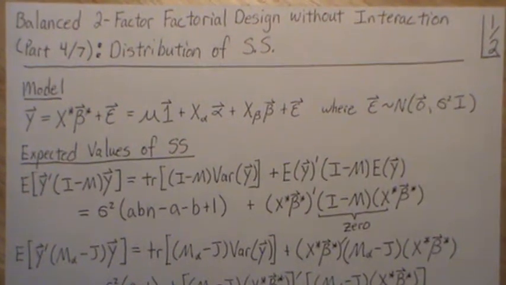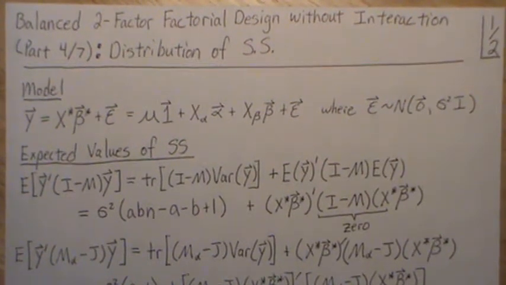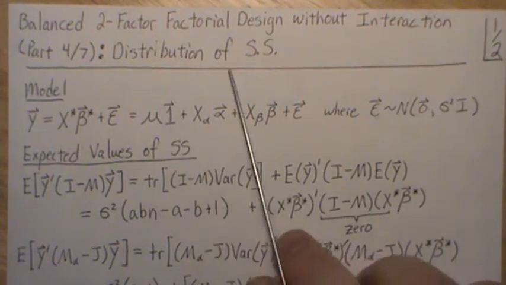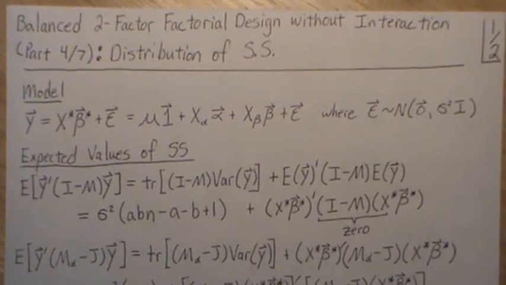Hello, welcome to the next video in a playlist that I'm calling General Linear Models Design of Experiments. Within this playlist, I'm creating little mini-series that deal with the different types of designs. This one is on balanced two-factor factorial designs without interaction. This is part 4 of a 7-part series, and we're looking at the distribution of the sum of squares.